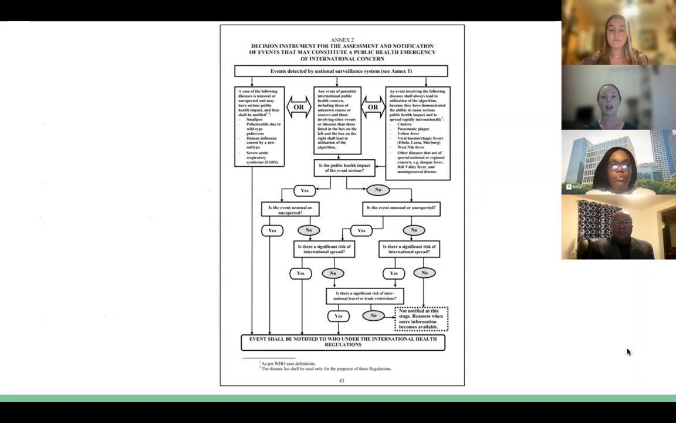This is the IHR's decision tree to determine if a public health emergency is of international concern. If a public health event fits the criteria for two of these questions, it must be reported and acted on. What's interesting on this is on the left-hand side box, you can see SARS in the list of pathogens, where if there's any unusual or unexpected activity, it's meant to be reported immediately. This document can be found on page 43 of the International Health Regulations, 3rd edition from 2005.